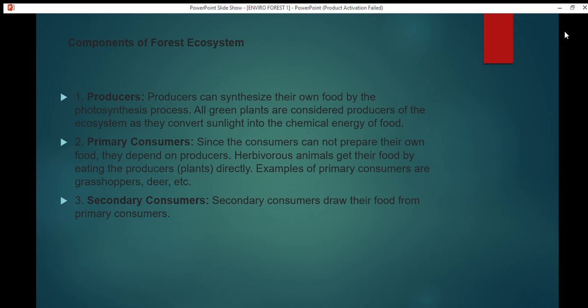Now we have the secondary consumers. Secondary consumers draw their food from primary consumers, such as lions.